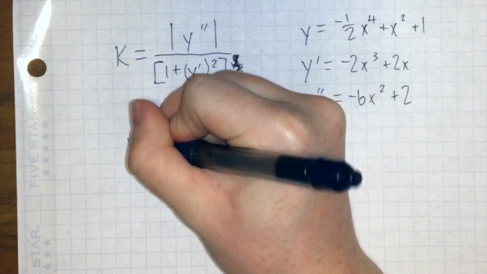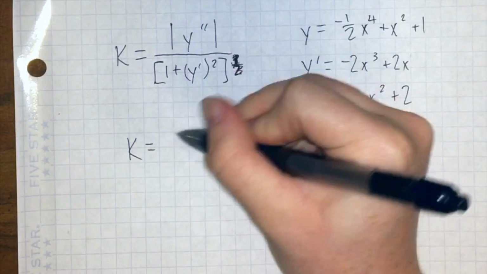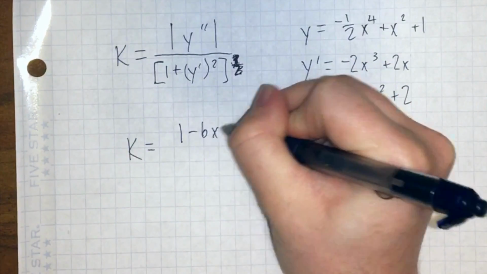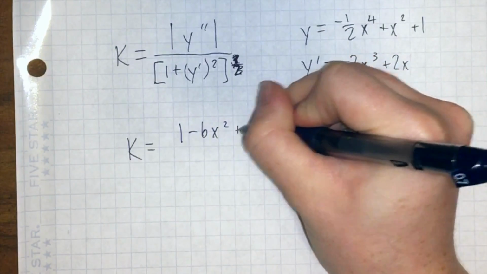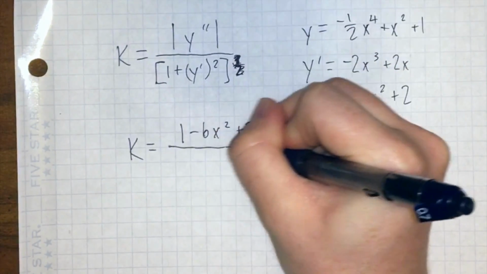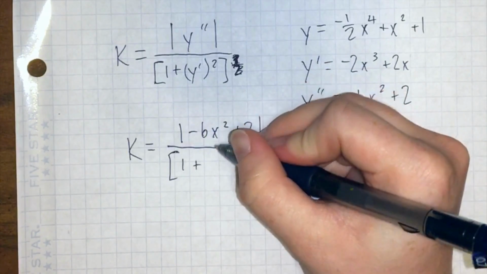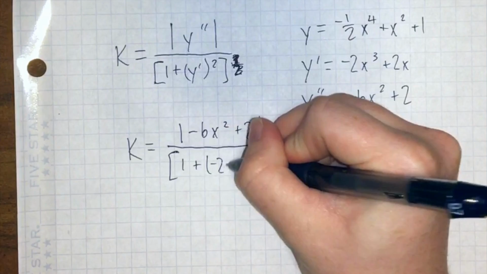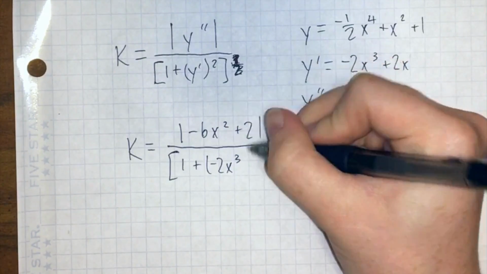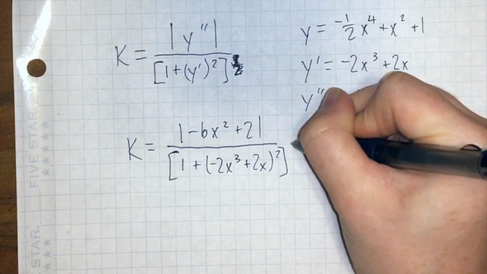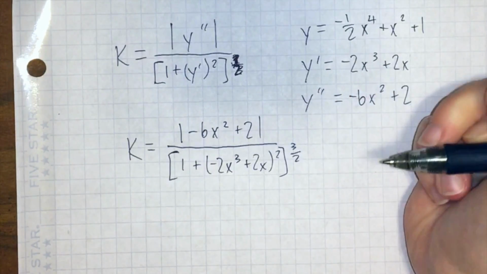So we're going to get that k is the absolute value of -6x squared plus 2 over 1 plus, this is where it gets tricky, (-2x cubed plus 2x) squared to the 3/2 power.